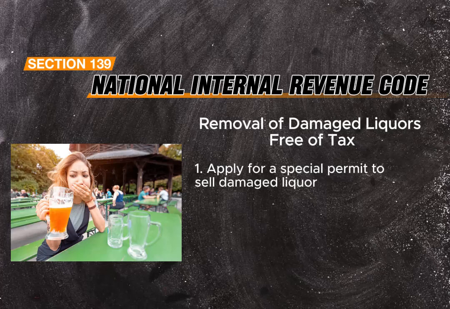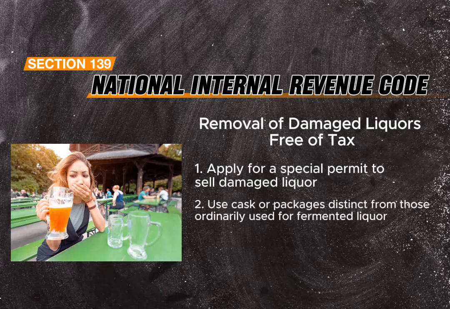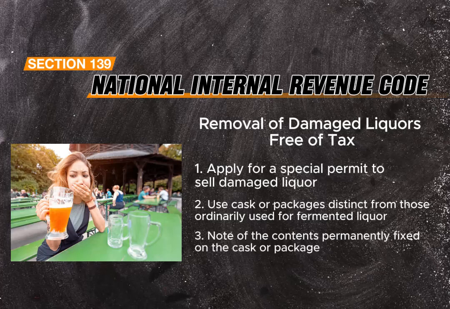First, secure a special permit from the Commissioner of the BIR to remove the damaged fermented liquor. Second, you must use a cask or package that is distinct from those ordinarily used for fermented liquor. This packaging requirement will ensure that the damaged liquor is easily distinguished from the good ones. Third, the cask or package containing the damaged liquor must have a note of its contents permanently fixed on them. Finally, each cask or package must contain at least 175 liters of damaged liquor. Once you meet all of the requirements mentioned, the removal of the damaged fermented liquor will not be subject to excise tax.